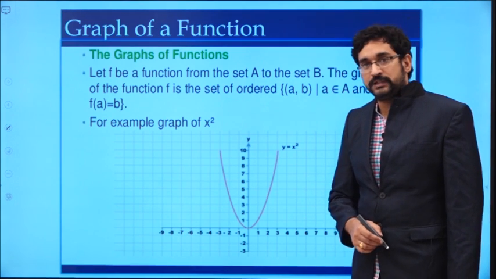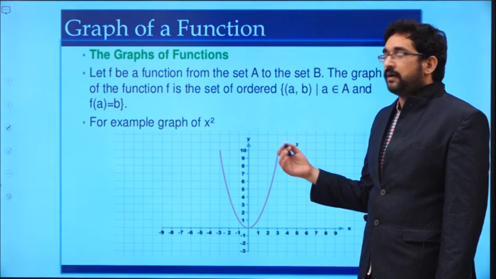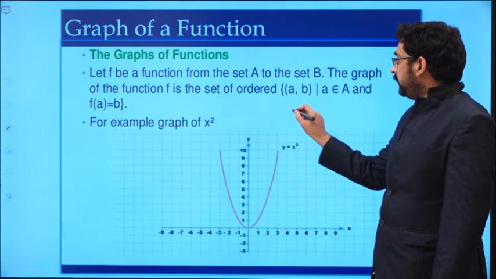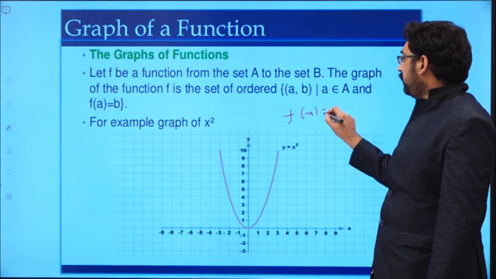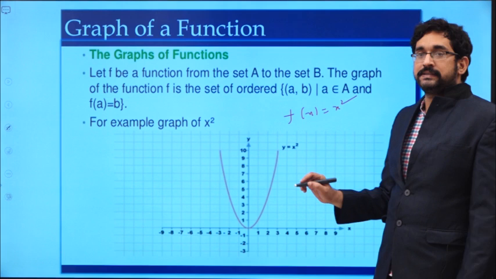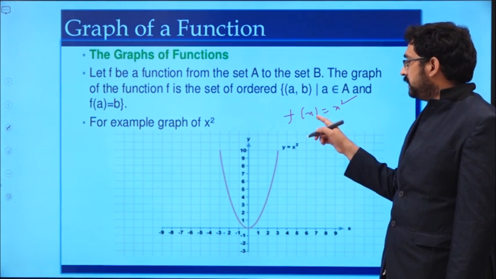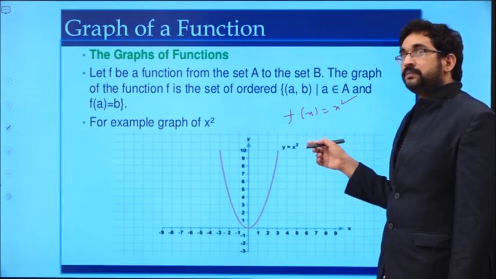Next, graph of a function. We can represent any function using a graph also. For example, if you take f of x equal to x square, in graph form we can represent it like this. This is the graphical representation of the function f of x equal to x square.